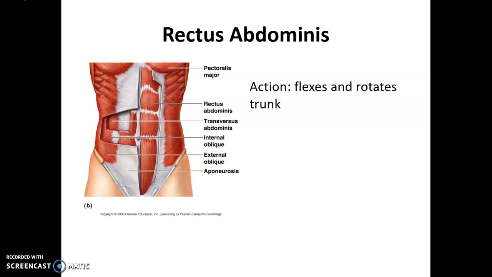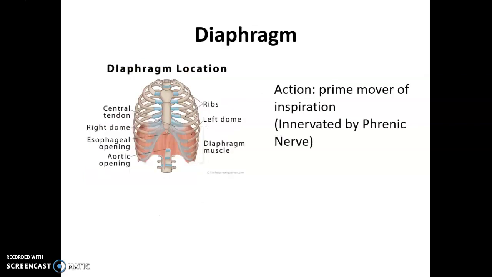The six-pack muscle is called rectus abdominis. Again, some of you have very well developed rectus abdominis muscle. Mine is all fat. And the rectus abdominis helps to flex and also rotate the trunk. For these muscles, for the abdominal muscles, you just need to know the action. So just go by the PowerPoint.